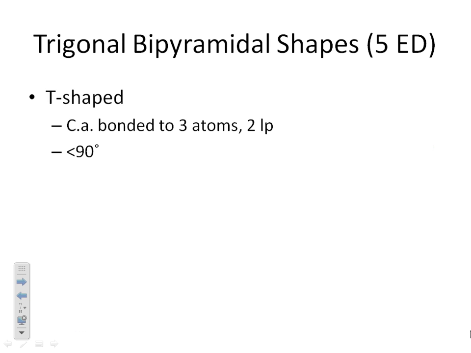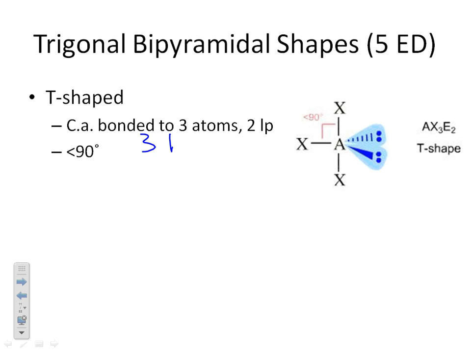T-shape. Again, we were running out of good names at this point, apparently. T-shape. Trigonal bipyramidal category of shape, so it still has 5 electron domains. It looks like this. Hopefully you can see where the T is coming from. It's like the T is on its side. If you turn it 90 degrees to the left, then you get your T out of just where the bonds are. We have 3 bonds and 2 lone pairs, and that's where the 5 electron domains total is coming from.